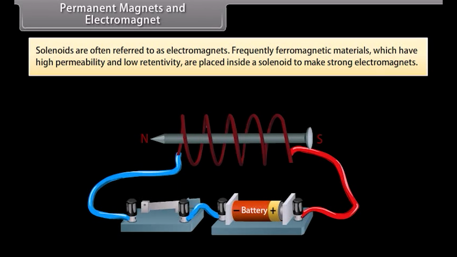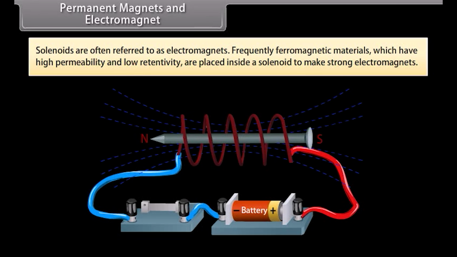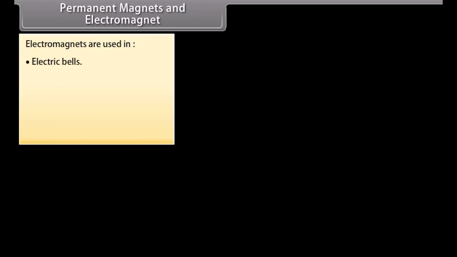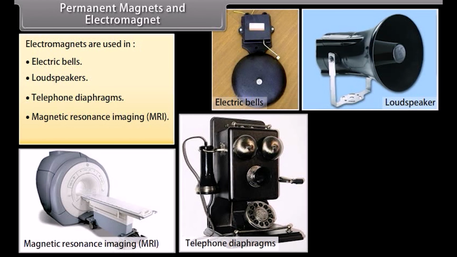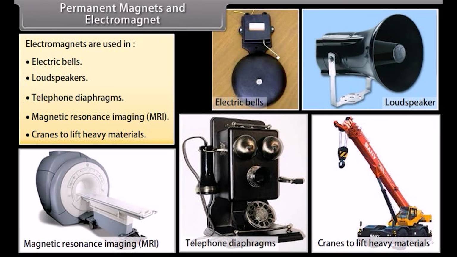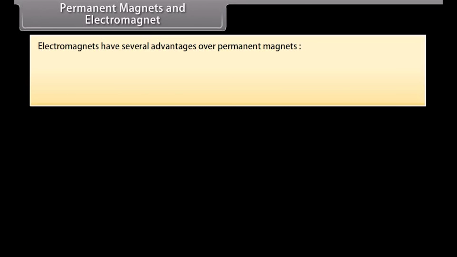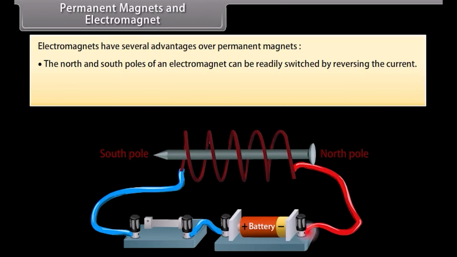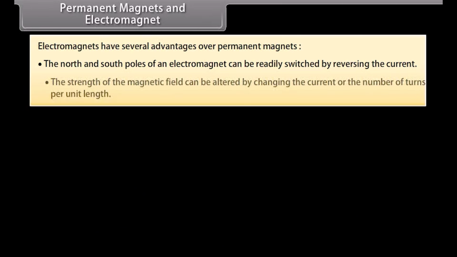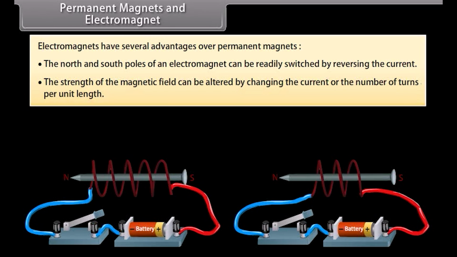Solenoids are often referred to as electromagnets. Frequently, ferromagnetic materials, which have high permeability and low retentivity, are placed inside a solenoid to make strong electromagnets. Electromagnets are used in electric bells, loudspeakers, telephone diaphragms, magnetic resonance imaging, MRI, and cranes to lift heavy materials. Electromagnets have several advantages over permanent magnets. The north and south poles of an electromagnet can be readily switched by reversing the current. The strength of the magnetic field can be altered by changing the current or the number of turns per unit length.